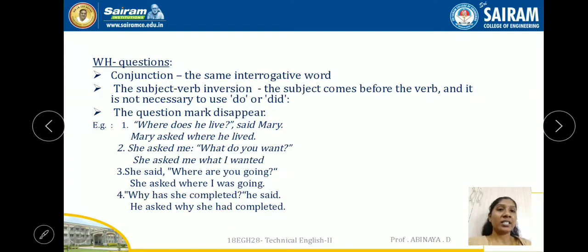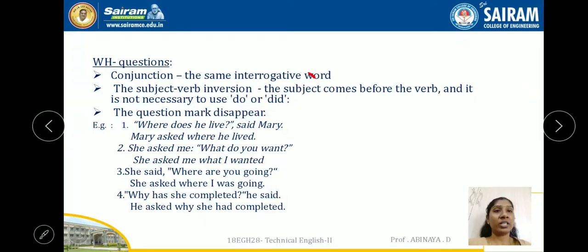So again she asked the same conjunction word, why. She, already it is in the third person, so third person itself, she. So the next verb should be had completed. So here the subject comes first. So had completed. Whenever we use had, the next word should come with a past participle, so completed. So these are the changes you have to do while changing WH questions into indirect statements.